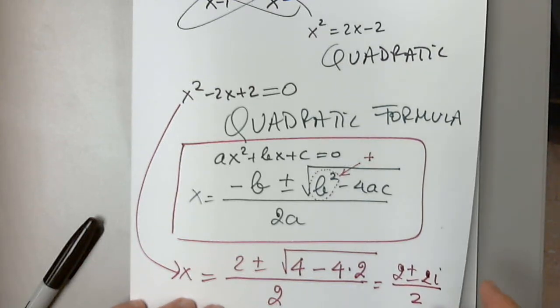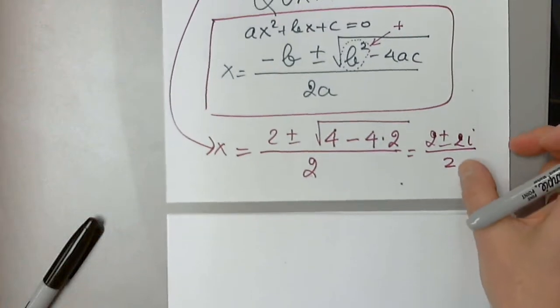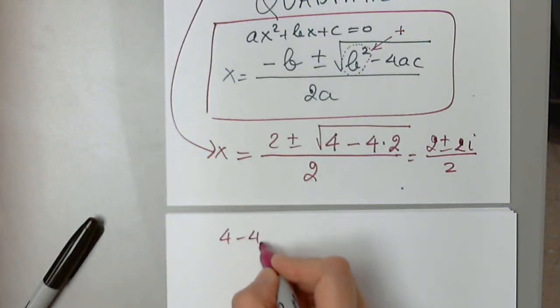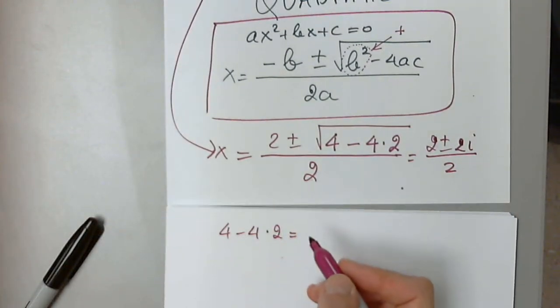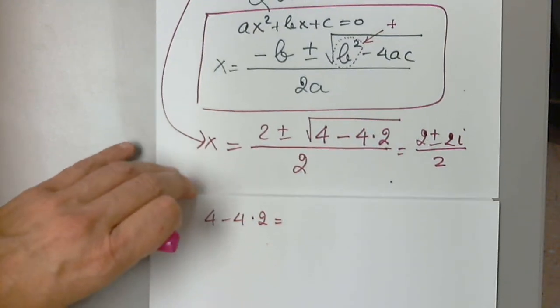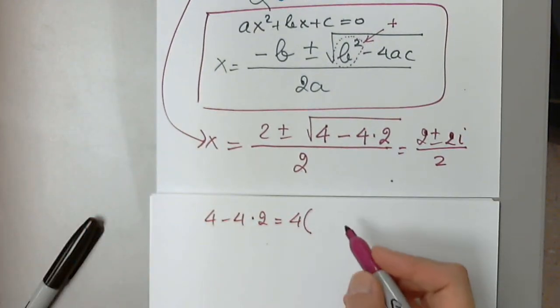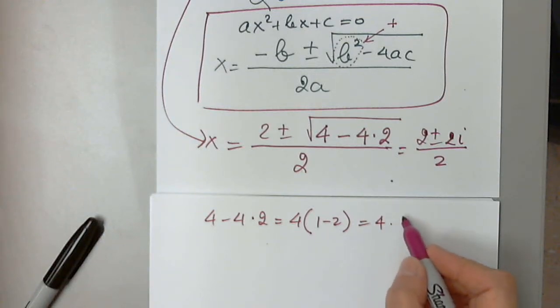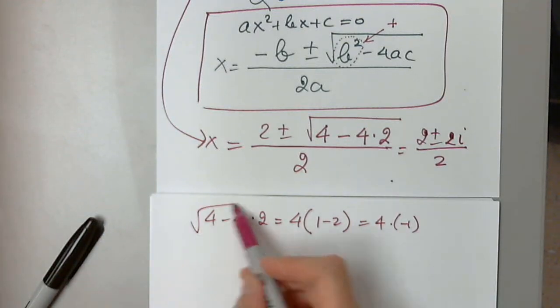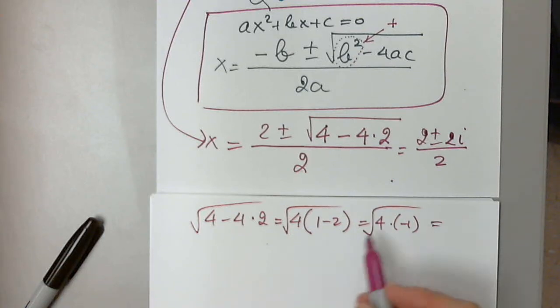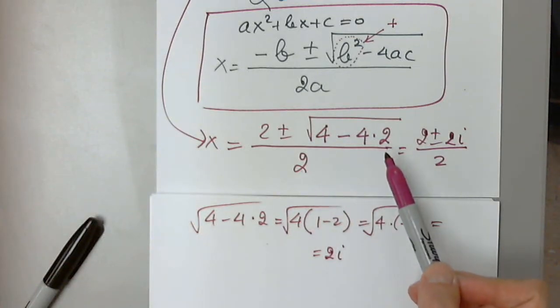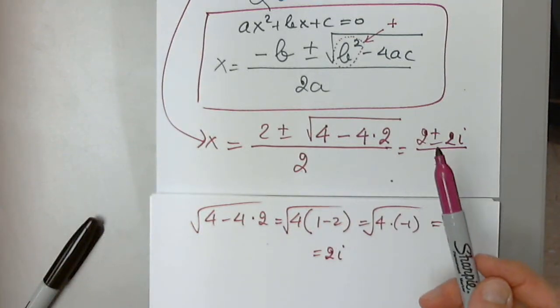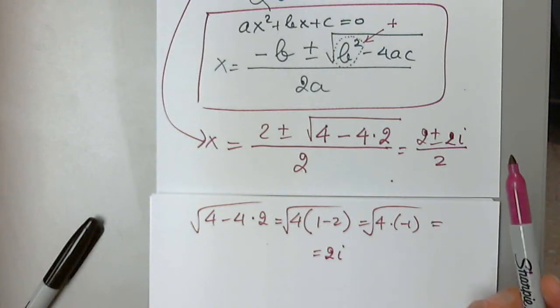So let me show you how I did that again. So 4 minus 4 times 2. This is what lazy people do. They factor out 4. 1 minus 2. So this is 4 times -1. And this is so much easier. So this is 2 times i. Yes, you can say 4 minus 4 times 2, which is 8, and you get the same thing. It's still 2i.